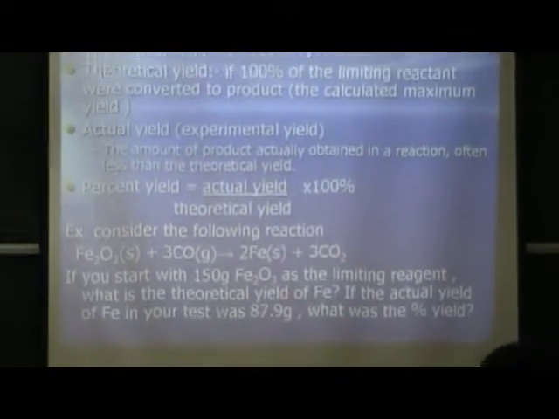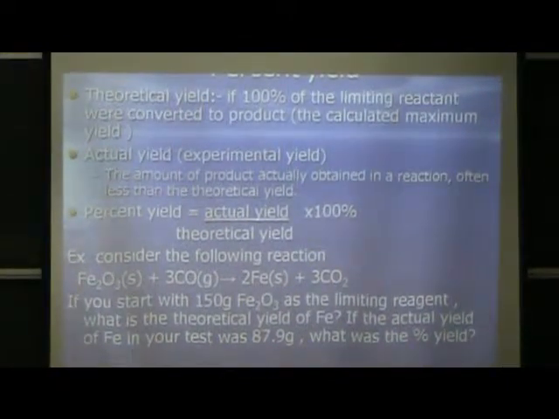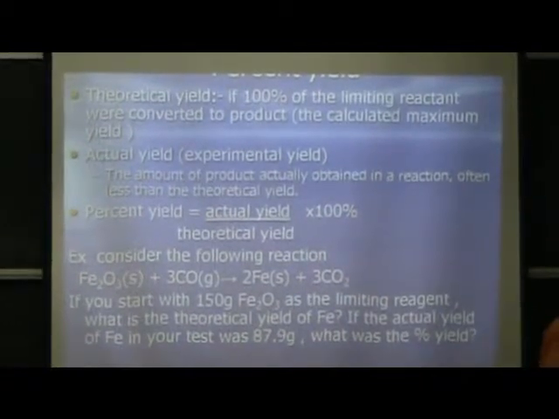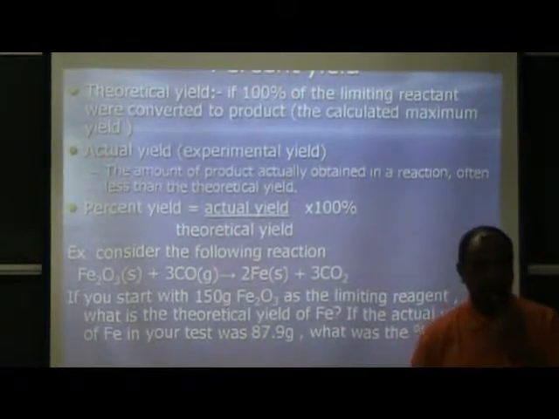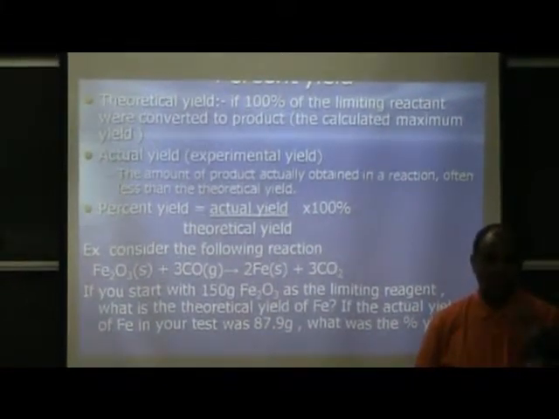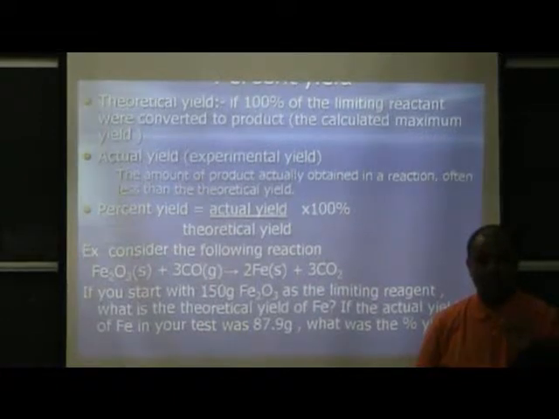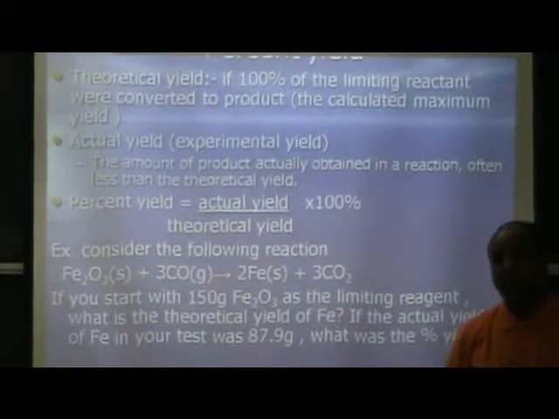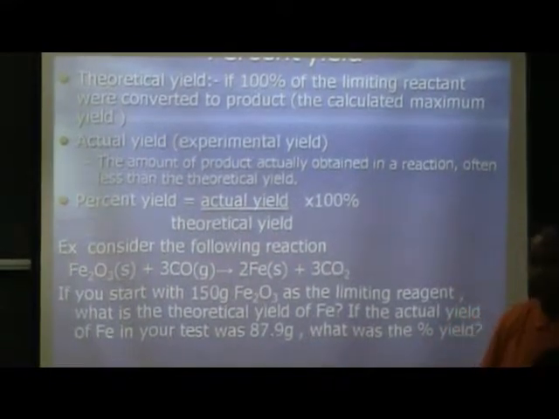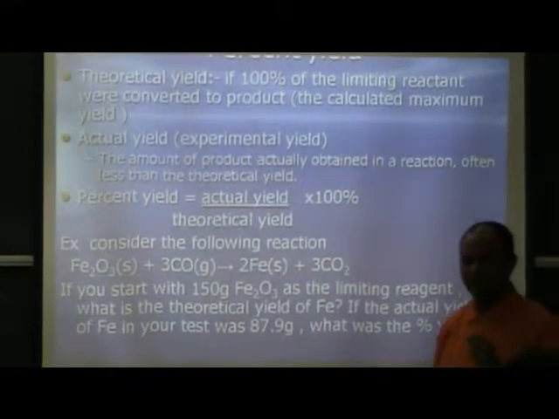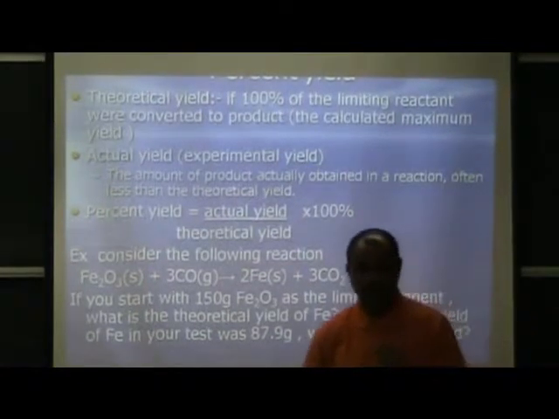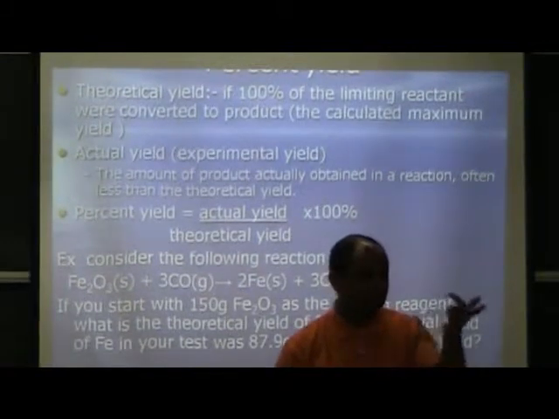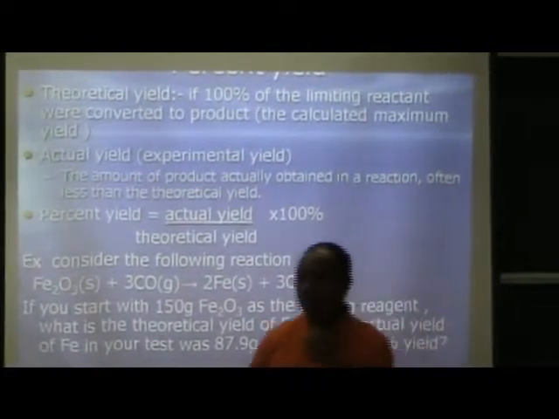Percent yield. I want you to go back to experiment 6 from Chem 101 lab. Think about experiment 6 for a bit. Experiment 6 was a quantitative type of analysis. It was finding the amount of copper from solution, right? What is it that we did?